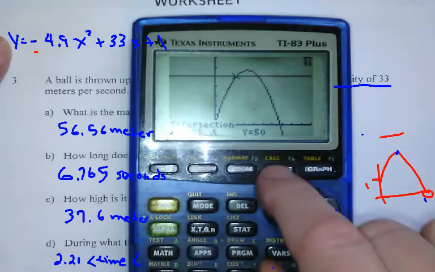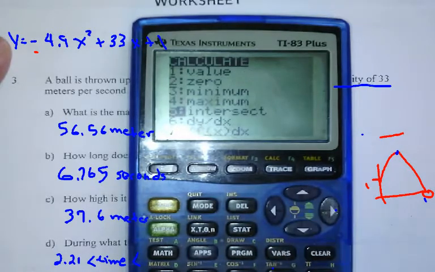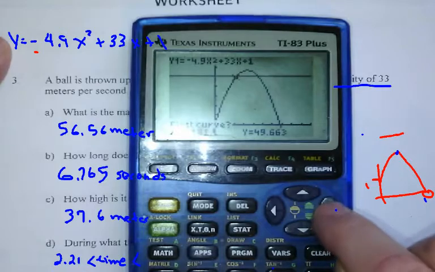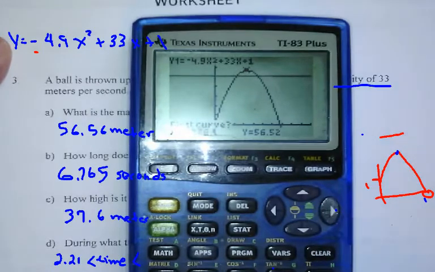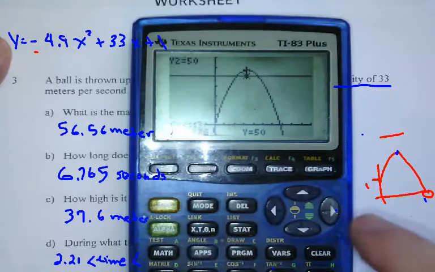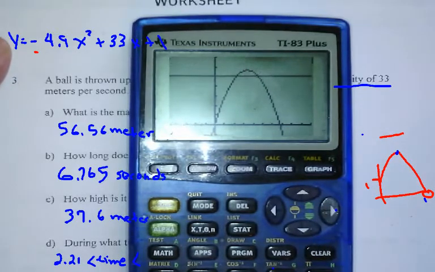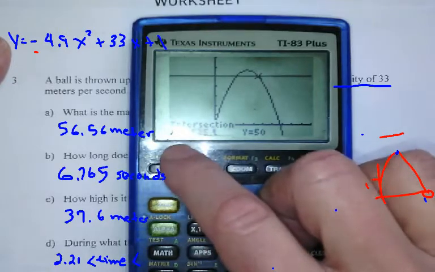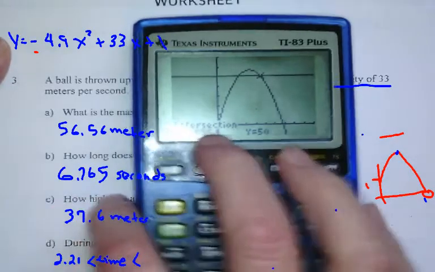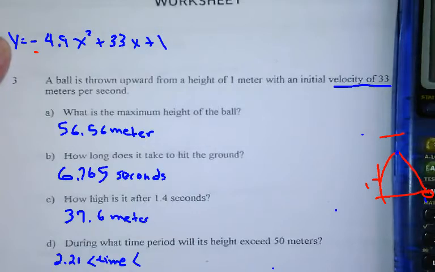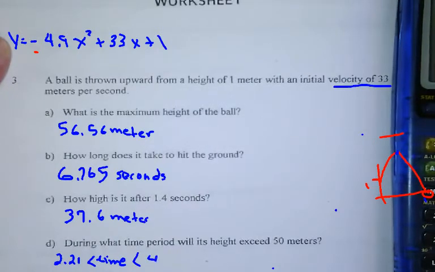So I do second, calculate, down to intersect. It says, are you on the first curve? You have to make sure you're on the parabola. Yes. Are you on the second curve? Make sure you're on the straight line. Yes. And then get over to the intersection point that you haven't found yet. 4.525. And that's seconds.